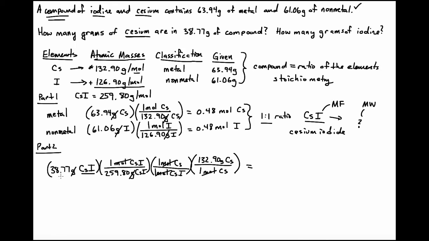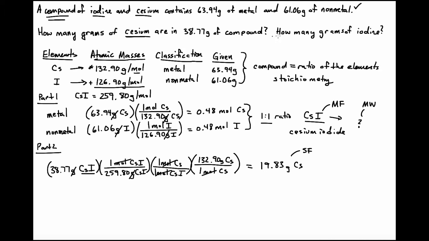So if we take 38.77 grams divided by 259.80 grams, and then multiply that by 132.90, you end up with 19.83 grams of cesium. So keep in mind your significant figures as you do these calculations. That's important as well.